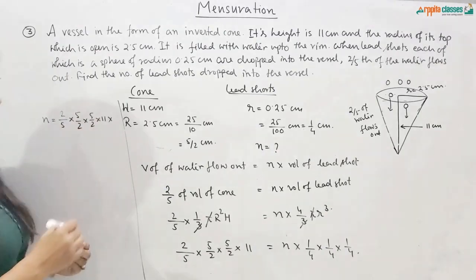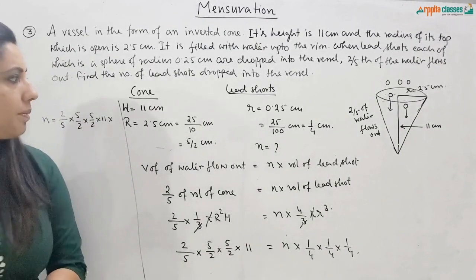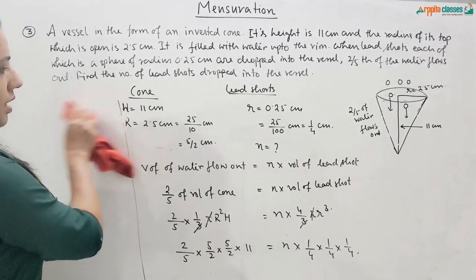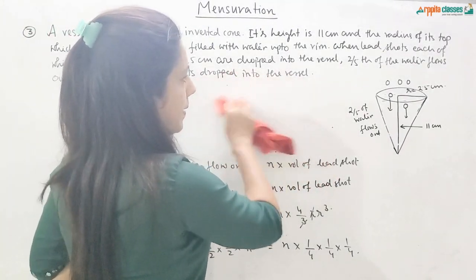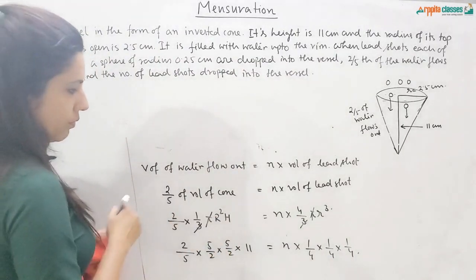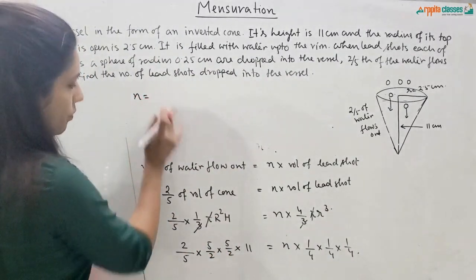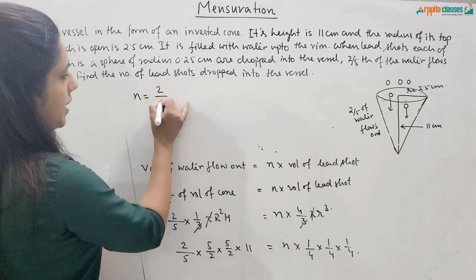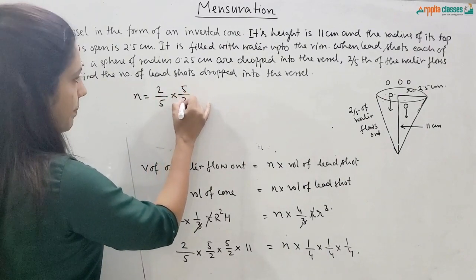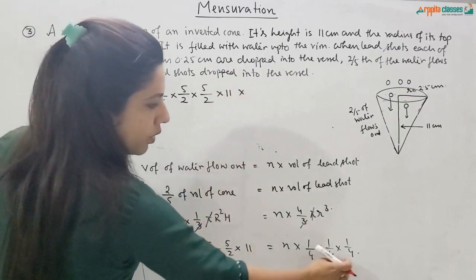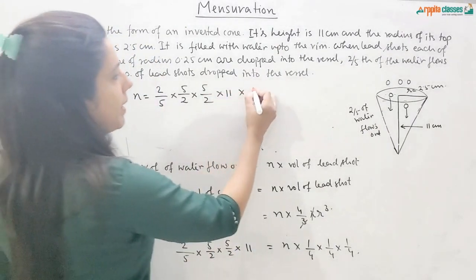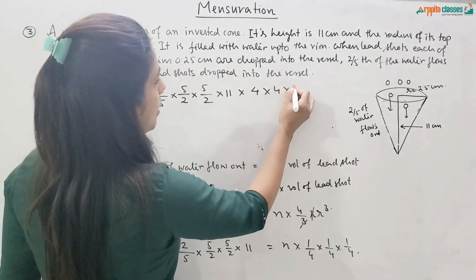Here it is not fitting, so I'll have to rub some part here. Okay, so from here I'm doing it now. N is equal to, first I'm writing whatever is written this side, that is 2/5 into 5/2 into 5/2 into 11. Now this 4, 4 and 4 is coming this side, so they will be multiplied. 4 into 4 into 4.